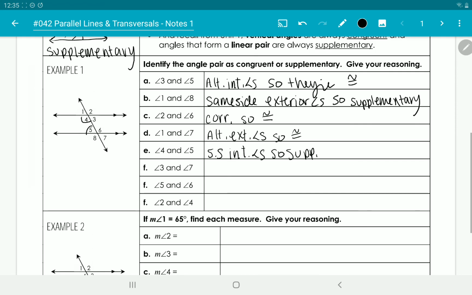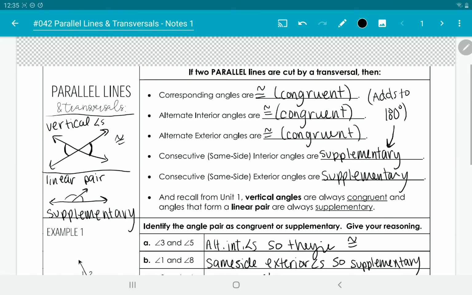Okay, 3 and 7. Okay, so again, 3's on the interior, but 7's on the exterior. So you have to see if they're corresponding now. And they are. They're both in the bottom right corner of the intersection. So they're going to be corresponding angles. So they're congruent. Again, if you look at the top, if you have corresponding angles, they're congruent.